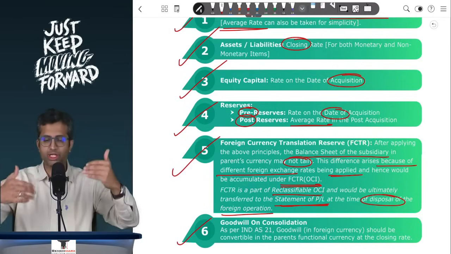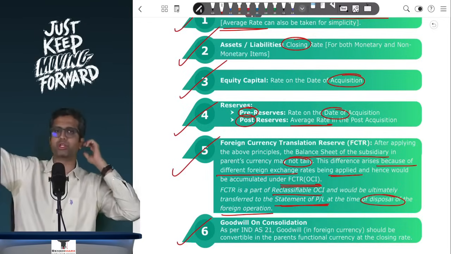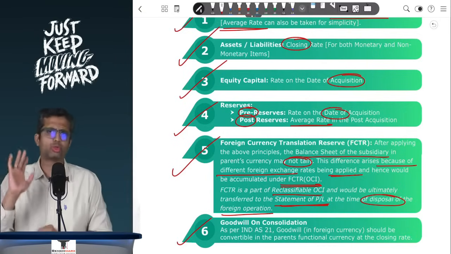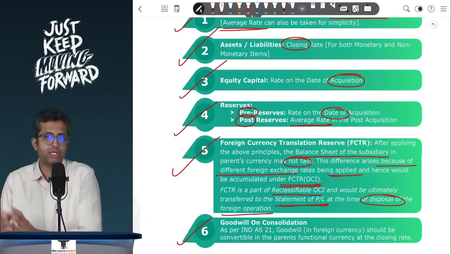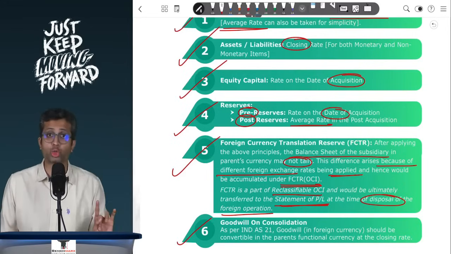Okay, there are certain special adjustments which can arise at the stage of consolidation, like when you are having a holding company and a subsidiary company and you are consolidating. The Institute has not asked you a full-fledged question ever on a foreign currency consolidation, but if it does ask you, you should be aware. Like goodwill is also a non-monetary item. Is every non-monetary item of the subsidiary converted at the closing rate? Yes, and hence goodwill will also be converted at the closing rate.